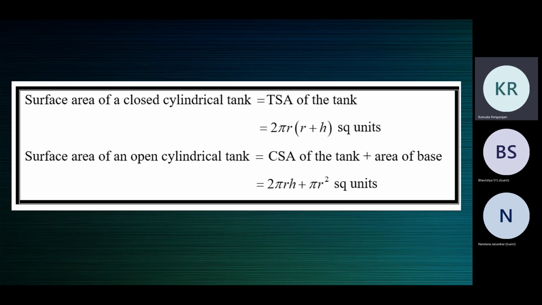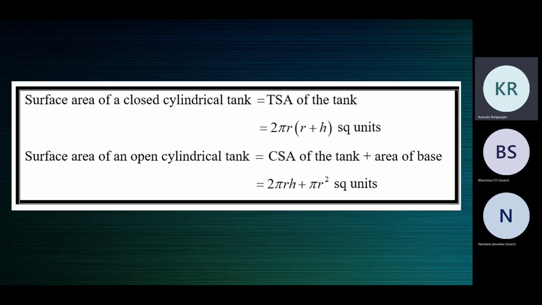Please make a note of this, children. Surface area of a closed cylindrical tank is the total surface area. But the surface area of an open cylindrical tank will be CSA plus the area of the base, so 2πrh plus πr². If it's an open tank, there is no material on the top.